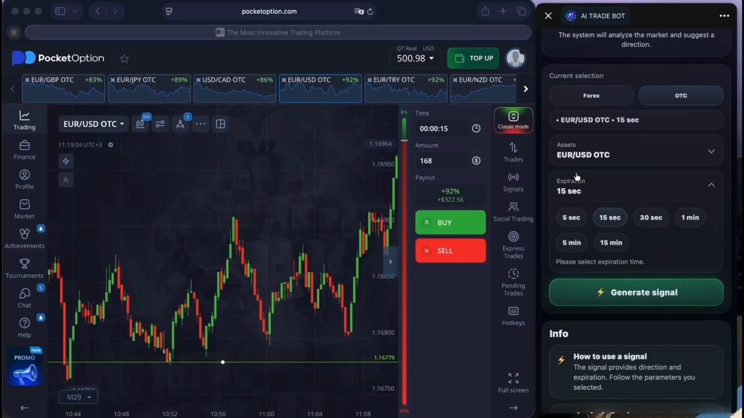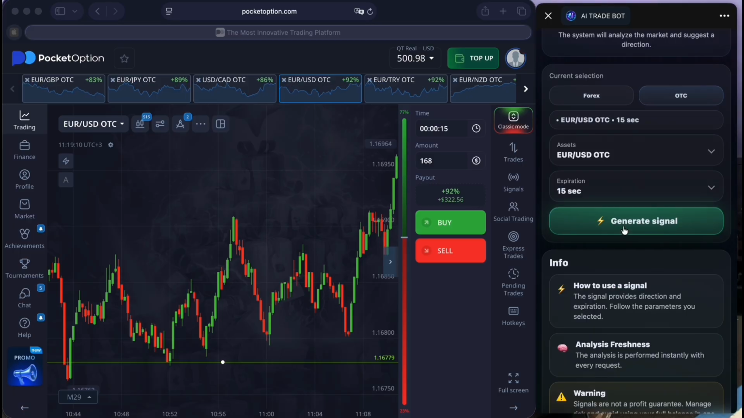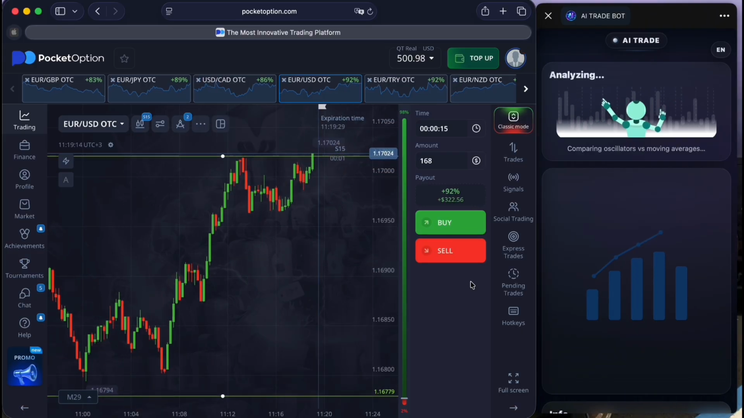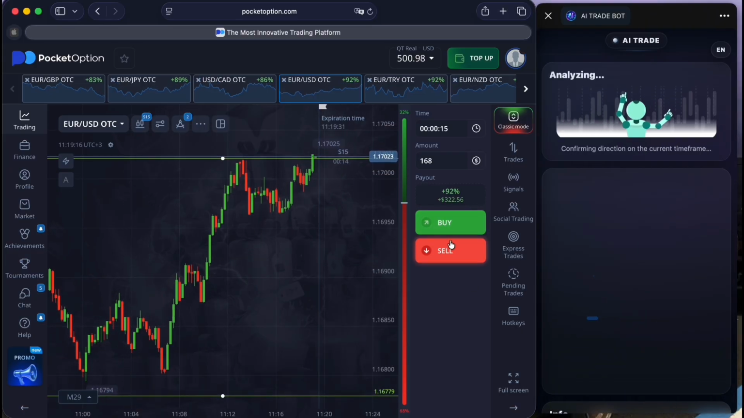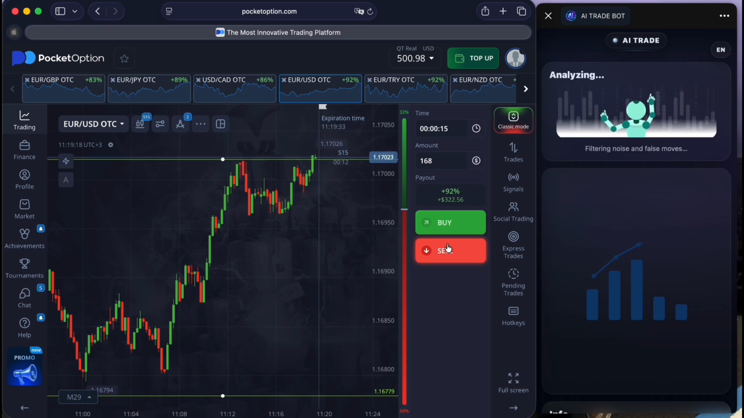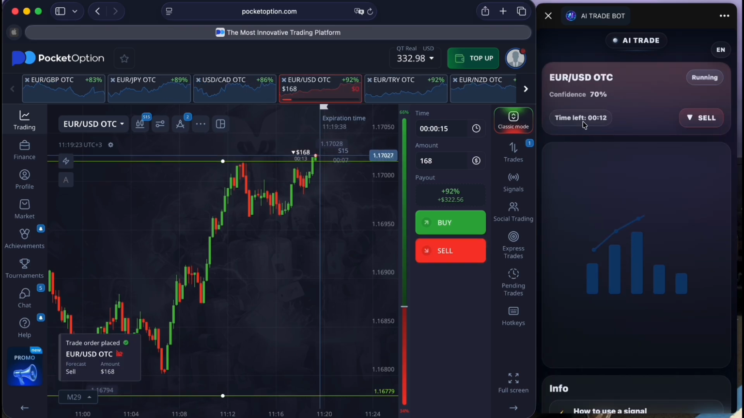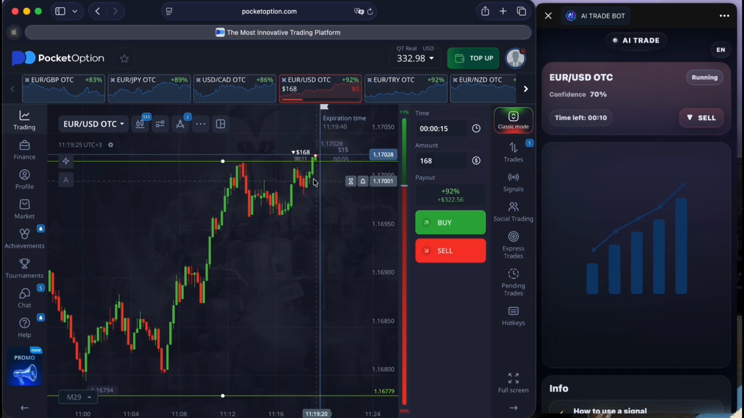We're trading on 15-second candles. Videos about 5-second and 1-minute candles are also available on my YouTube channel. Now I'll click to generate a signal and carefully wait for this tool's technical analysis. We can see a breakout of the local high, and based on that, the bot reads the situation and gives us a sell signal. With 70% confidence, I'm opening a position in the upper range to cover this entry point.